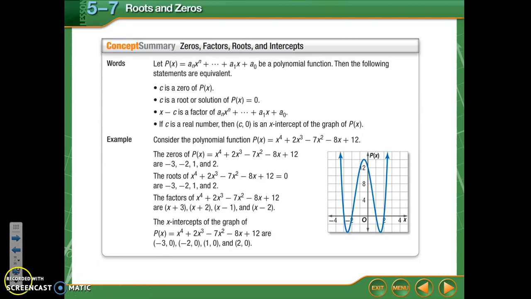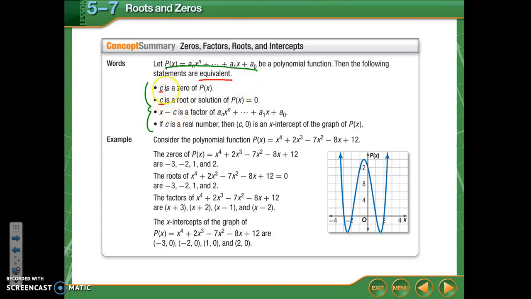So take a look at this chart. When we have a polynomial function, so y equals some polynomial, all four of these statements mean the same thing. They're equivalent statements. So some number c is a zero of my polynomial function, so when I plug it into the polynomial, I get 0. If that's true, that same number c is also a root or a solution of the equation set equal to 0. So instead of setting it equal to y, setting it equal to 0.